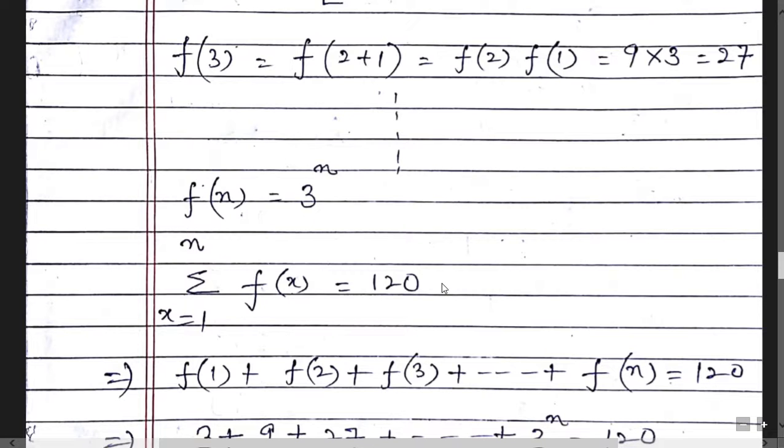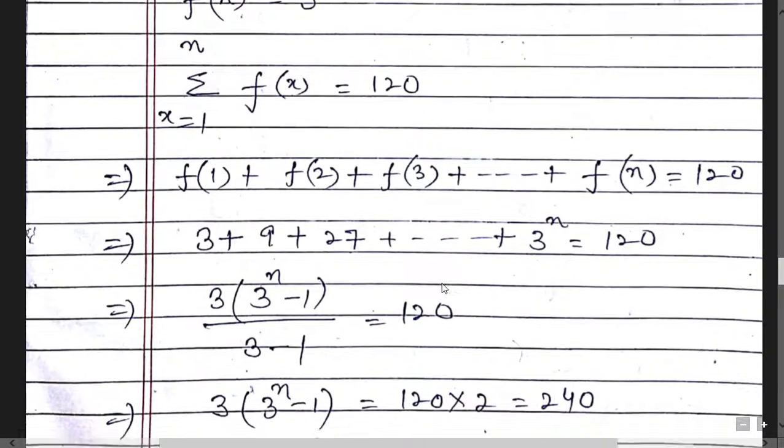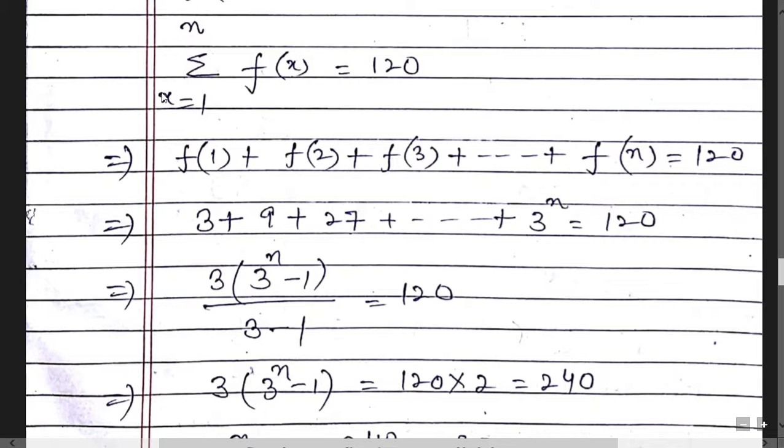After calculating the value of f1, f2, f3 up to so on fn, what about the second condition? The second condition is sigma x equal to 1 to n of f(x) is equal to 120. Now open this sigma bracket, or summation, content: f1, f2, f3 up to so on fn. Now insert the values: 3 plus 9 plus 27 up to so on 3 raised to power n is equal to 120.